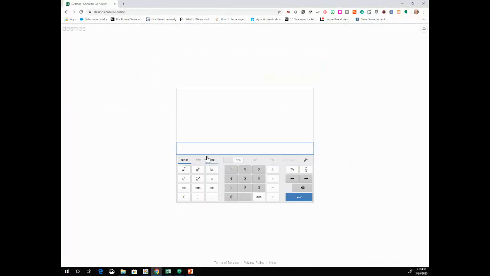And it actually has, so you don't see it here, but if you click on function here, you have the natural log and the log button, and you have a button for e. And it even has just regular e here. So if you don't have a physical calculator that has these buttons, Desmos actually has a calculator. You just have to hit function.